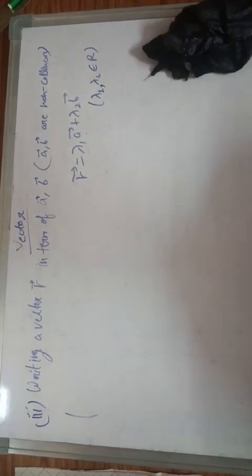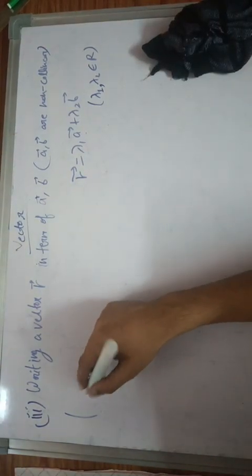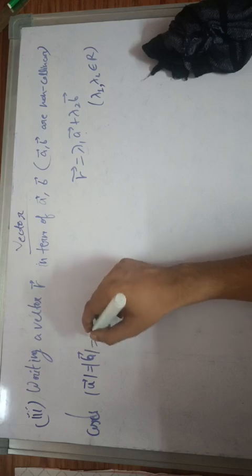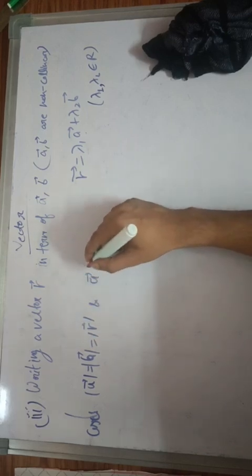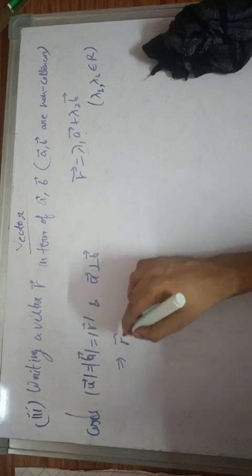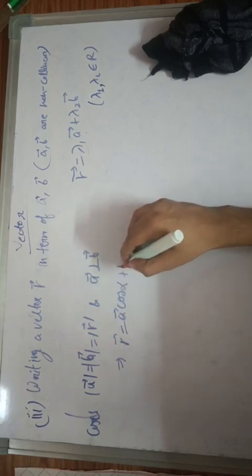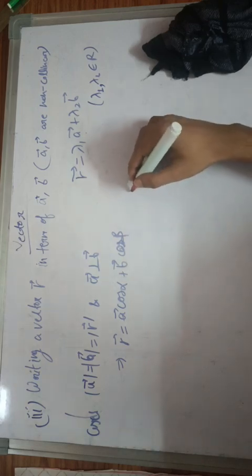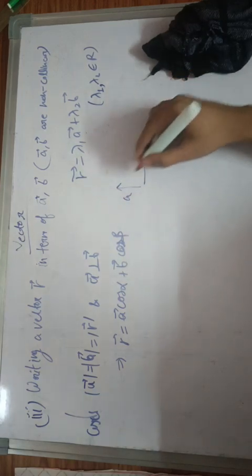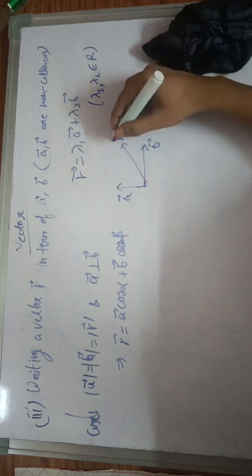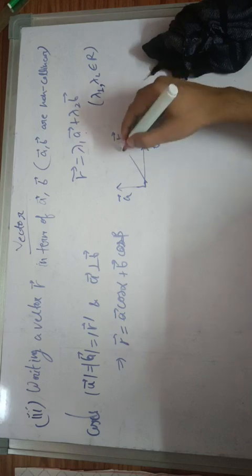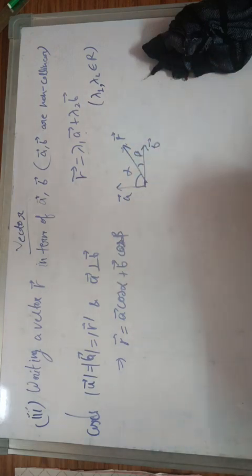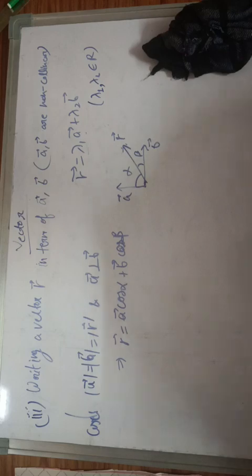We just need to keep in mind that if A vector's magnitude is equal to B vector's magnitude, which is equal to R vector's magnitude, and A vector is perpendicular to B vector, then R is equal to A vector cos alpha plus B vector cos beta, where this is A vector, this is B vector with the same magnitudes, this is R vector again with the same magnitude, this is the beta angle and this is the alpha angle. Then we can use this method to write the R vector.